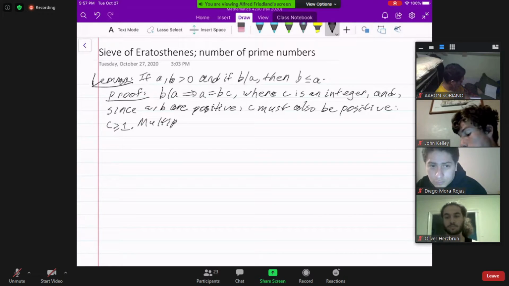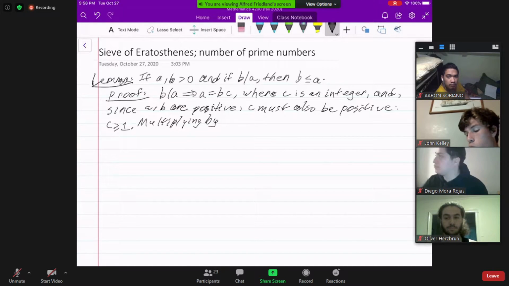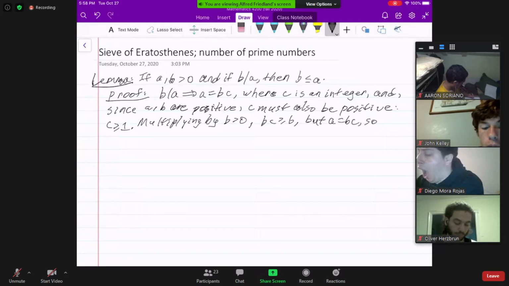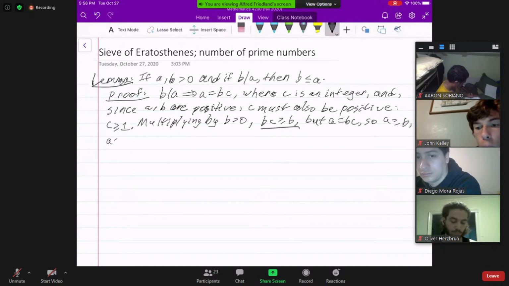And we showed at the beginning of the term that if you multiply both sides of an inequality, this is a weak inequality because it's not strict, it's greater than or equal to, by the same positive number, you preserve the inequality. So you get BC is greater than or equal to B. But I think you can see what's happening. A equals BC. So instead of BC being greater than or equal to B, A is greater than or equal to B. And that's what we wanted to show.